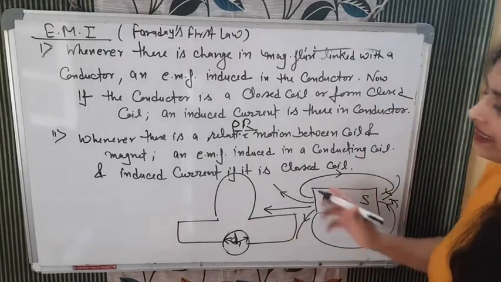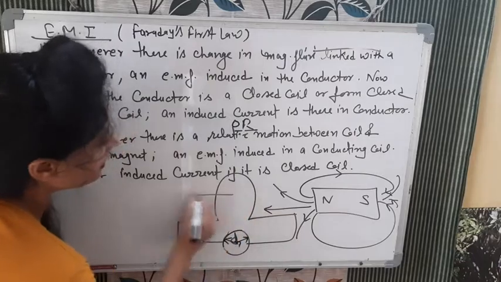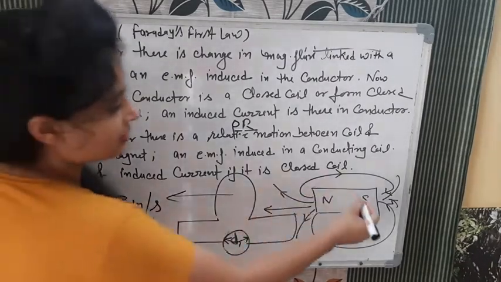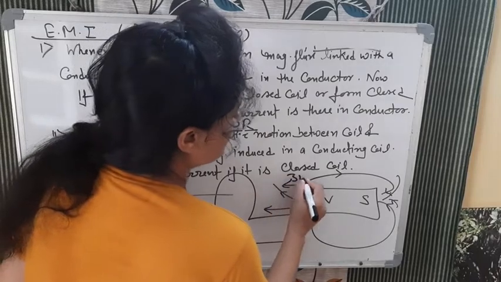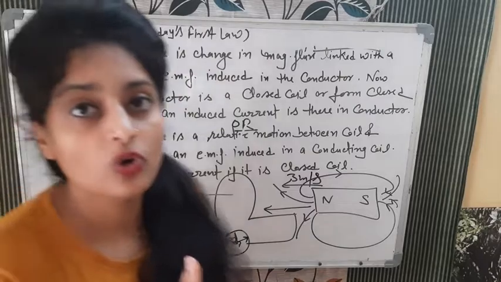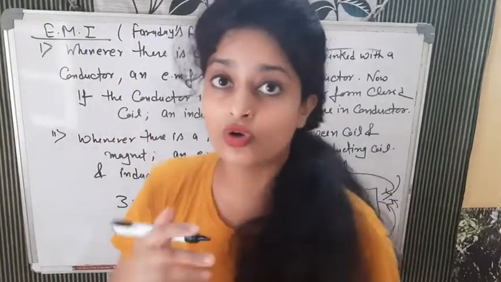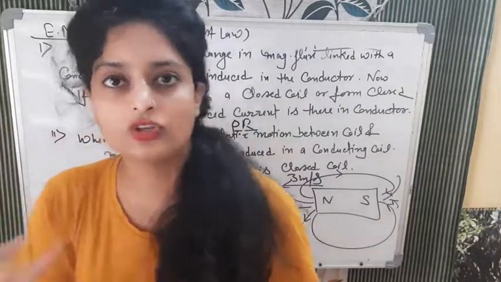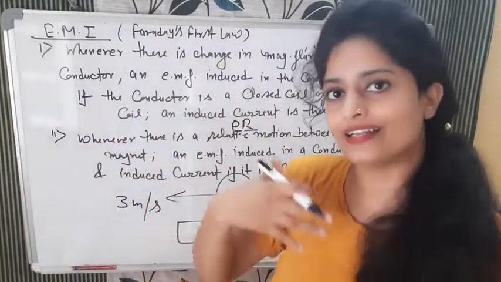Now if I am saying that I will move this coil with a velocity of 3 meter per second and this magnet also with a speed of 3 meter per second, so both are moving in the same direction with the same speed. So there will be no induced current. समझ रहे हो? क्योंकि जिस स्पीड से ये जा रहा है उसी स्पीड से ये जा रहा है, so actually there is no change in the magnetic field lines. वो उस एरिया तक पहुंच ही नहीं पा रहा है.